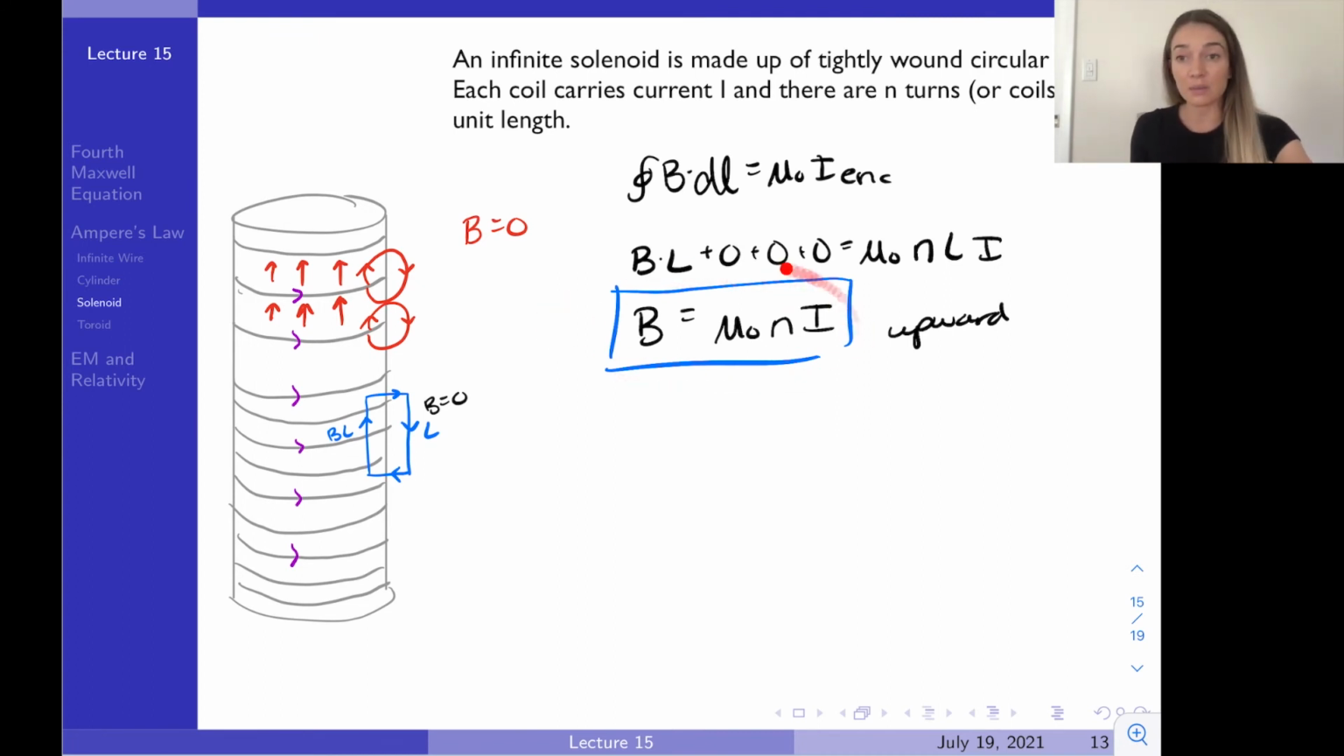Now this, again, is something I would absolutely memorize, so that if on the exam it says something about a solenoid, you can just immediately write down the magnetic field for it. You don't have to think about it. So this is definitely something to memorize, as well as these two steps to use Ampere's law for it.